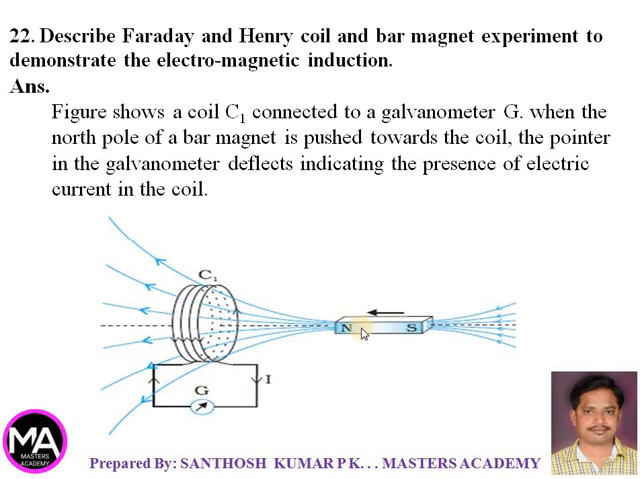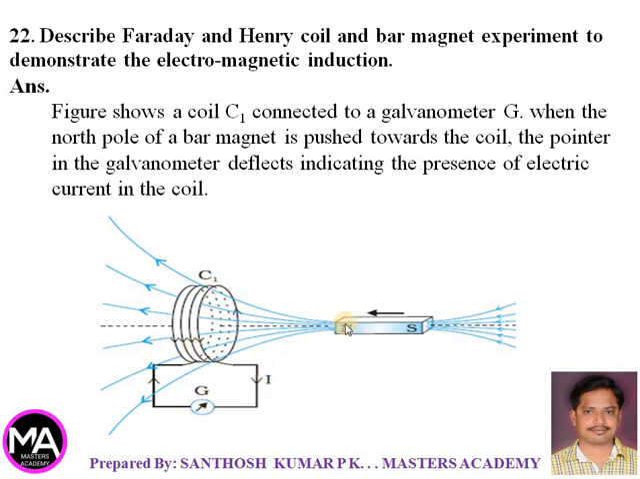And this NS represents the bar magnet, in which the north pole is facing the coil. So whenever this north pole of the bar magnet is pushed towards the coil, then the galvanometer shows a deflection. That means whenever the bar magnet is coming towards the coil, there will be a change in magnetic flux. This change in magnetic flux induces an EMF, that is, current. Therefore, the galvanometer shows a deflection, which indicates there is a presence of current in the coil.